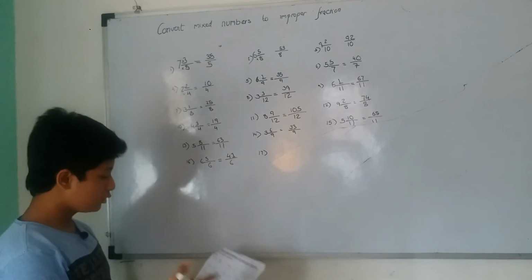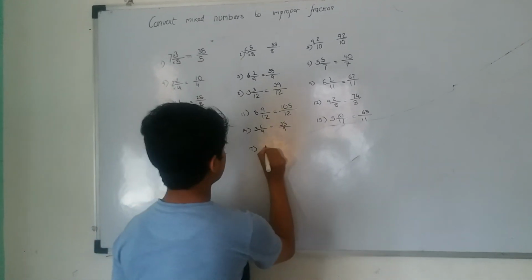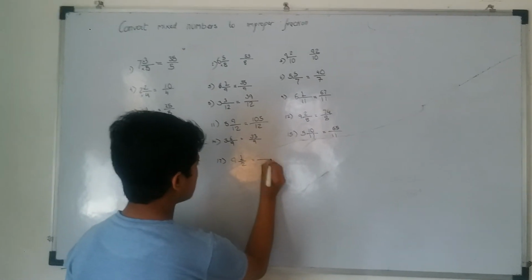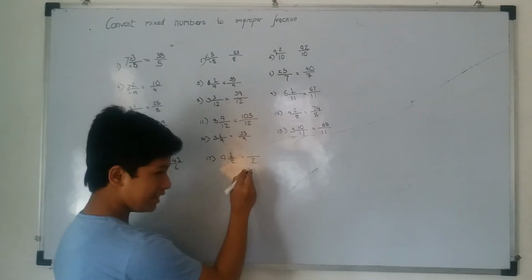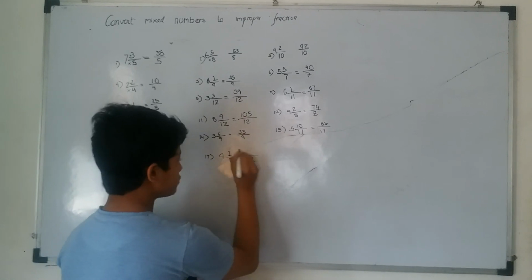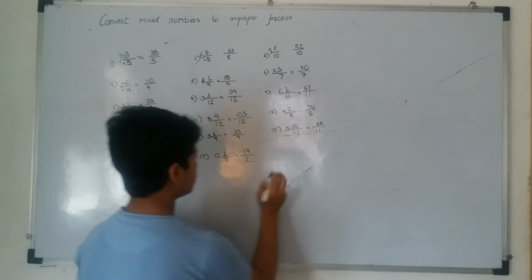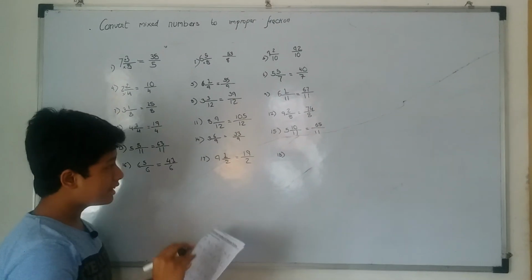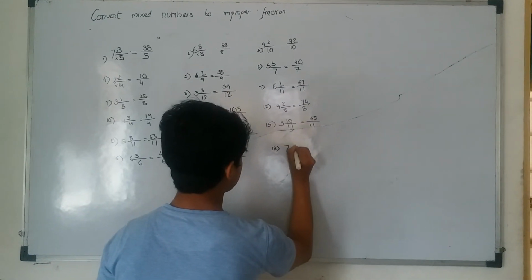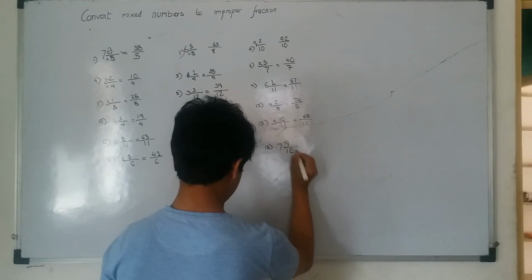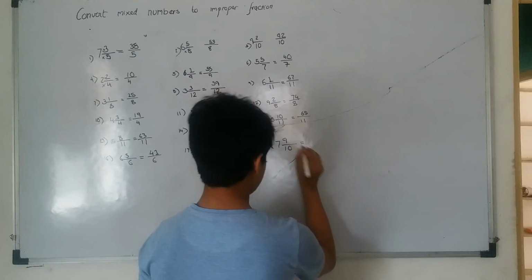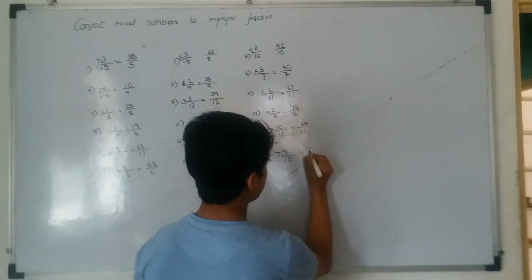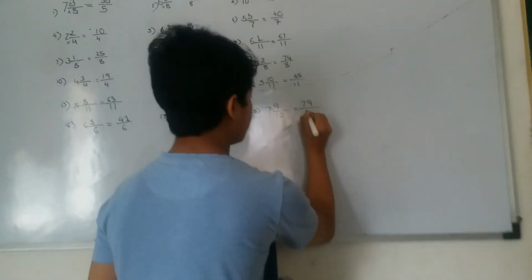See, the 17th question is 9 1 upon 2. In this question, 9 2s are 18. 18 plus 1, 19. 19 upon 2. Next, 7 9 upon 10. 10 7s are 70. 70 plus 9, 79. So the numerator will be 79 and the denominator will be 10.